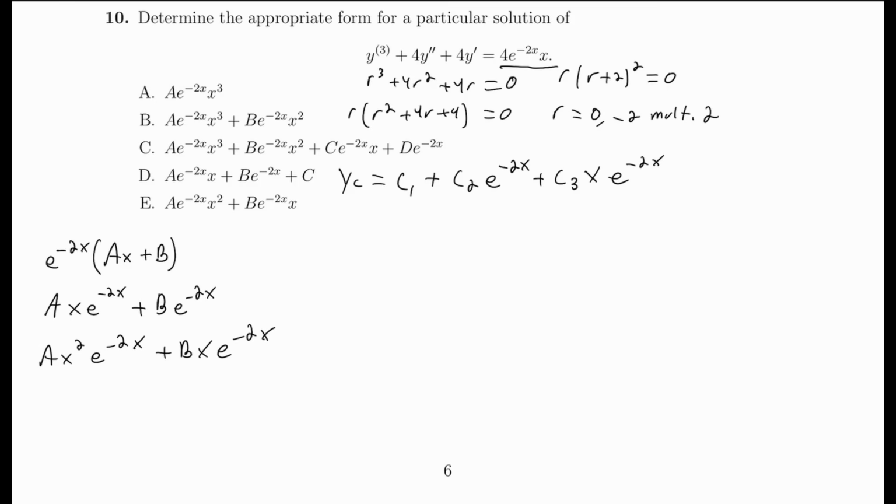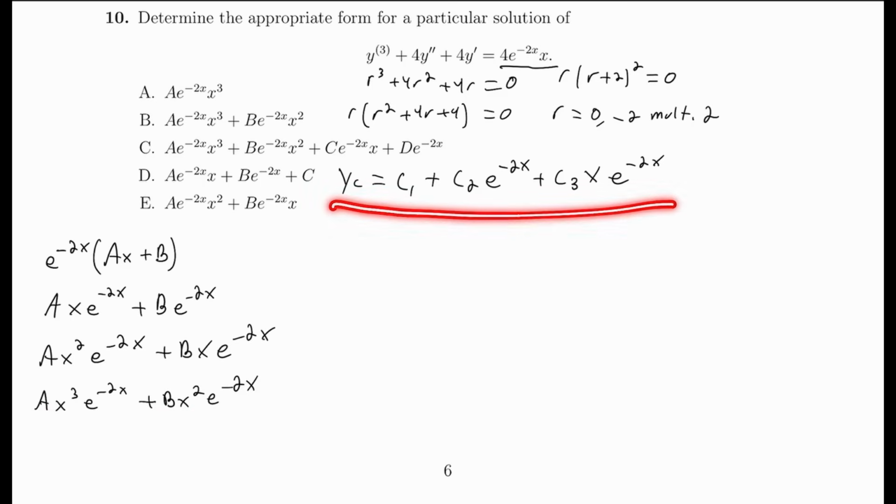We'll go ahead and multiply by x one more time, get ax cubed e to the negative 2x plus bx squared e to the negative 2x. And now none of these terms match the form of any up here. They're all higher orders. So we can go ahead and take this as our form of the particular solution, and this will match answer choice B.